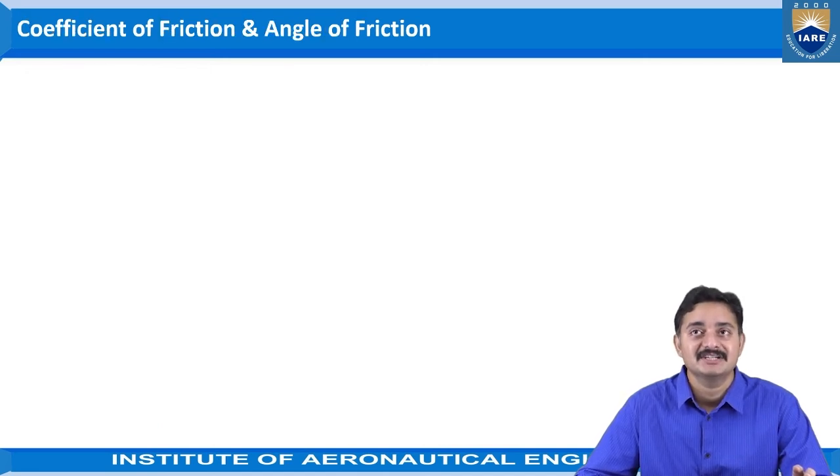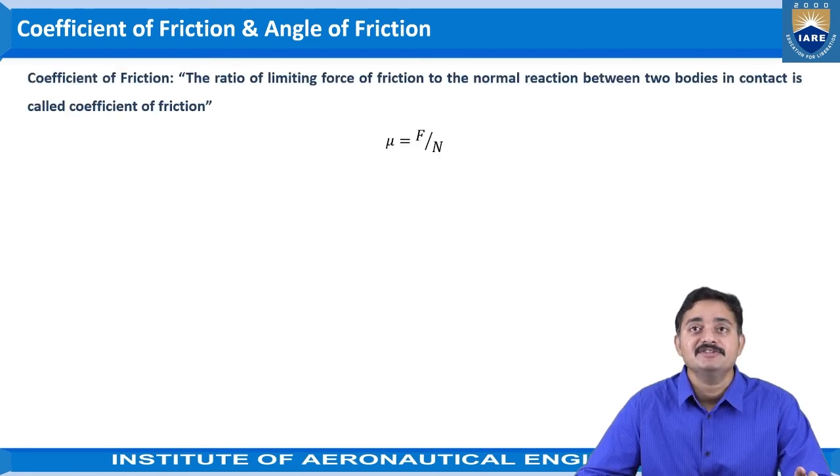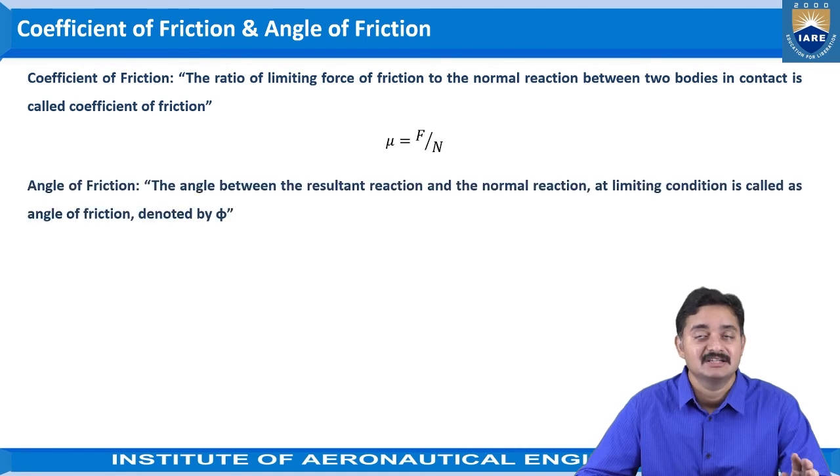Coming to the coefficient of friction and angle of friction, these are the terms which are utilized in the friction criteria. The coefficient of friction is defined as the ratio of limiting force of friction to the normal reaction between the two bodies in contact. That can be given as mu is equal to F by N. This is important criteria. And the angle of friction, the angle between the resultant reaction and normal reaction at limiting condition, is denoted by phi. You do remember this angle of friction. It may be asked in many problems for identifying the angle of friction.